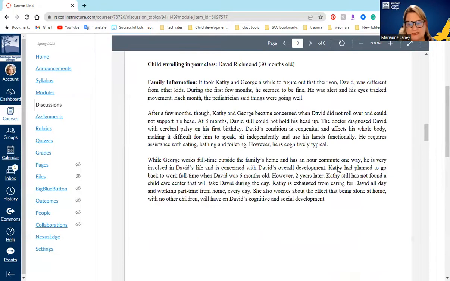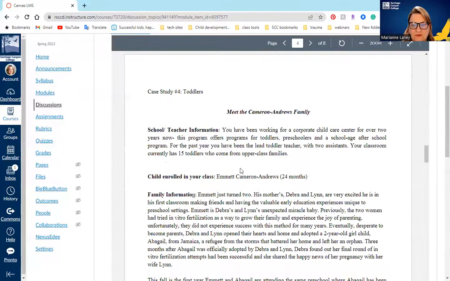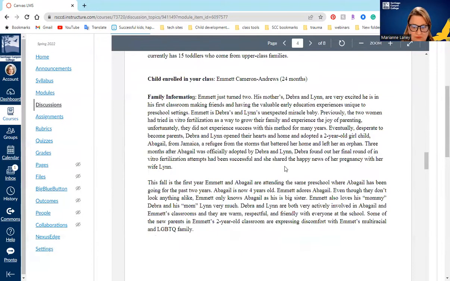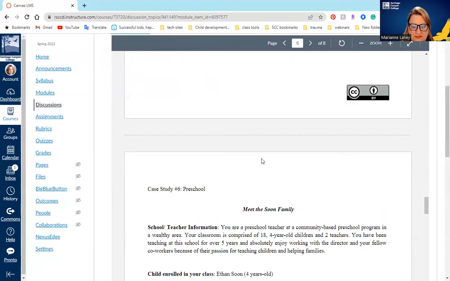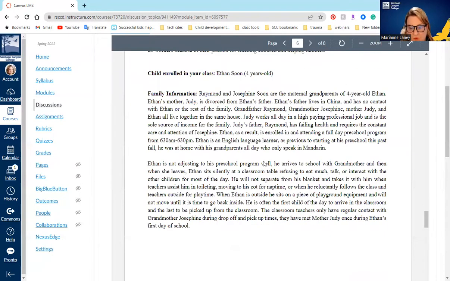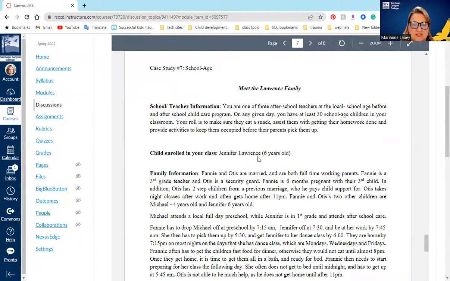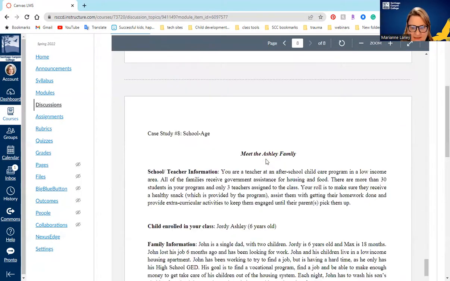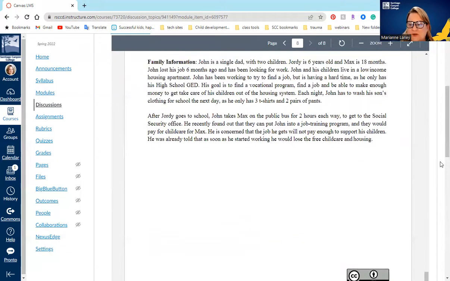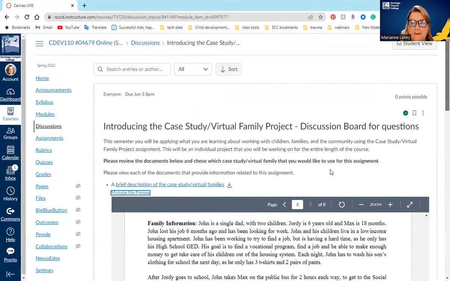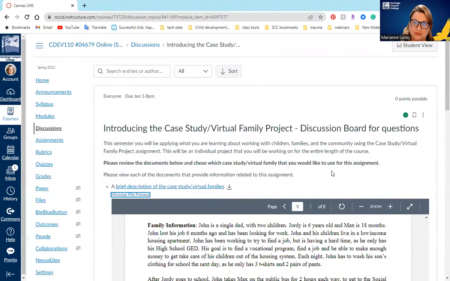36 months is 3 years. So I have 2.5 there. And then we have Emmett, who's 2. We have Jeanette, who's 3. We have Ethan, who's 4. We have Jennifer, who's 6. We have Jordy, who's another 6-year-old. And so you guys can read through those and pick who you want to work with.